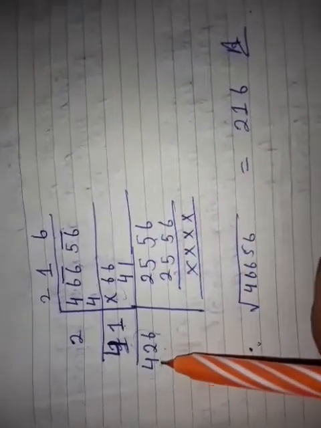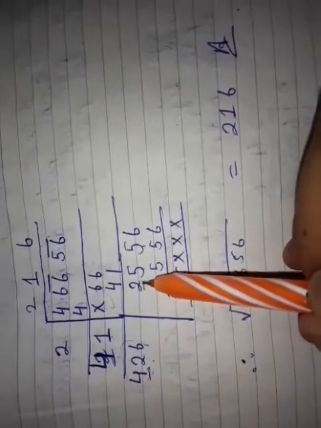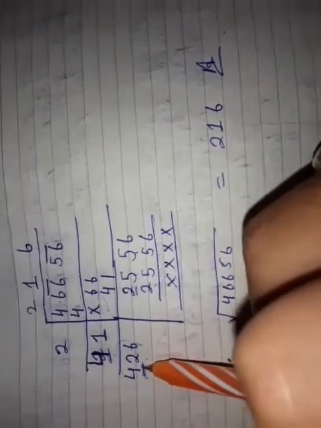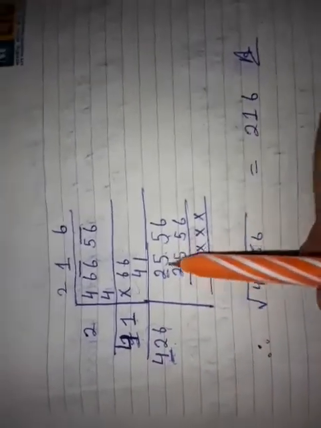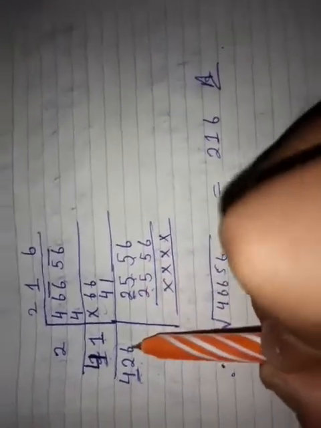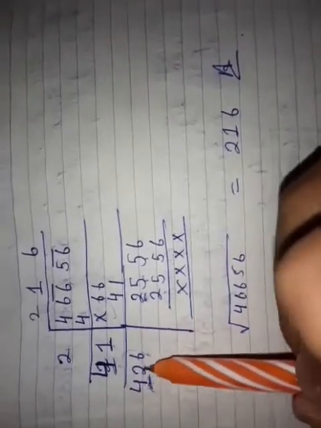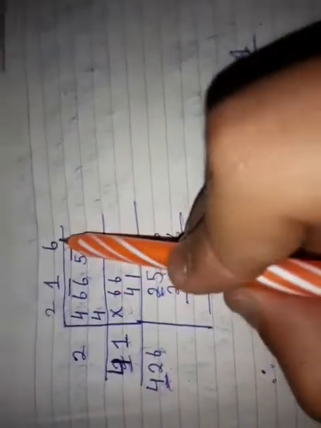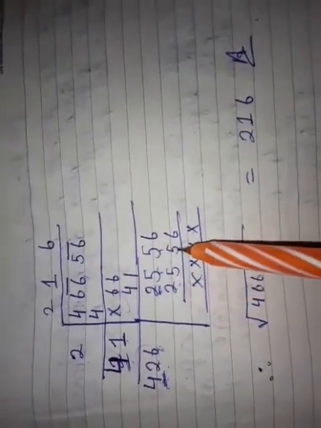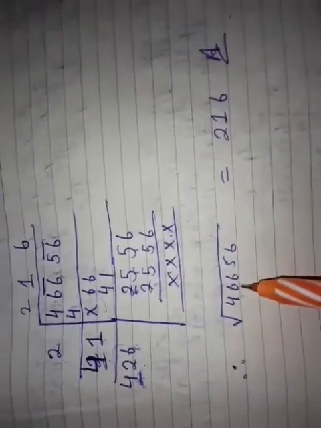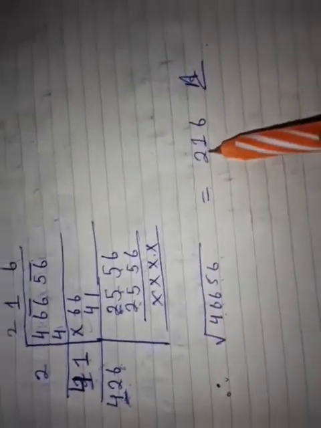So here you can see the first number is 4 and here the first number is 2. Here you can see the 4 is greater. Okay. And so we have to take the second number of this side, that is 2 and 5. That is 25. Now you know 6 into 4 gives 24. So we can take 6. We have written here 426. Here we have written 6. Then here also you have to write 6. 426 into 6 gives 2556. We get remainder as 0. Therefore root over 46656 is equal to 216.